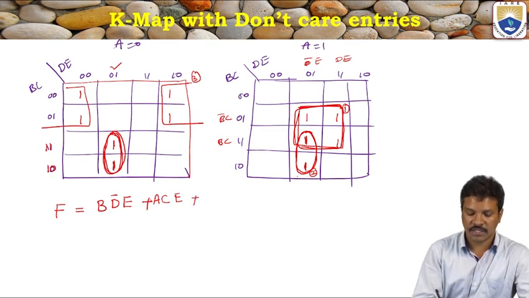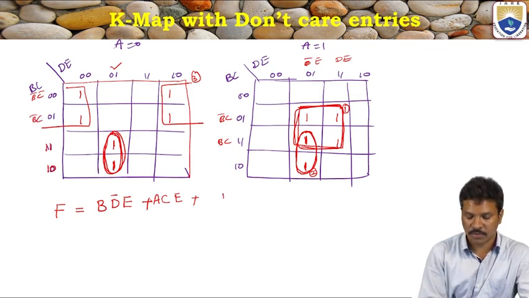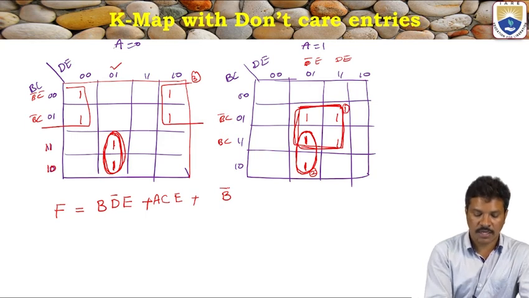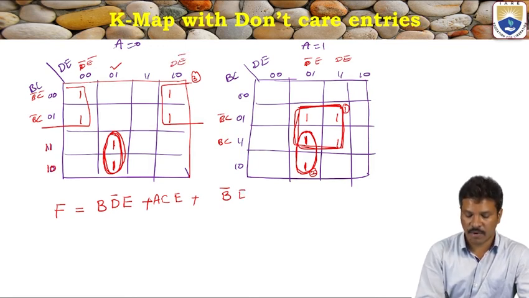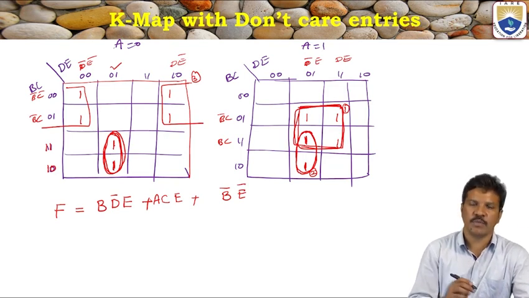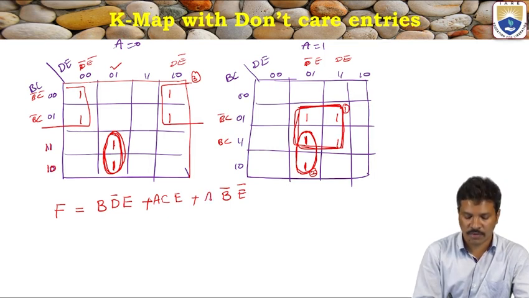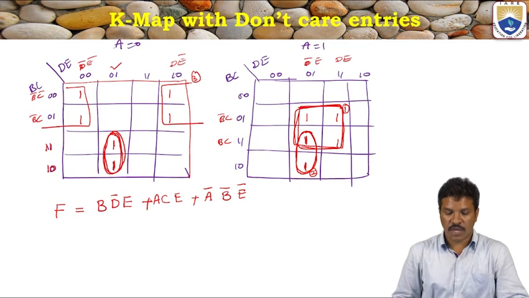Next we finish this second and first, and now we can take the third. What is the horizontal variable? B bar C bar, B bar C. Which one is the common variable? B bar is the common variable. And what is the common variable for the vertical direction? D bar E bar, D E bar. So E bar is the common variable. From where can we pick this up? From the A is equal to 0 box. So we can take A bar, B bar, E bar, and ACE and B D bar E is the minimized Boolean function in the 5 variable K map.